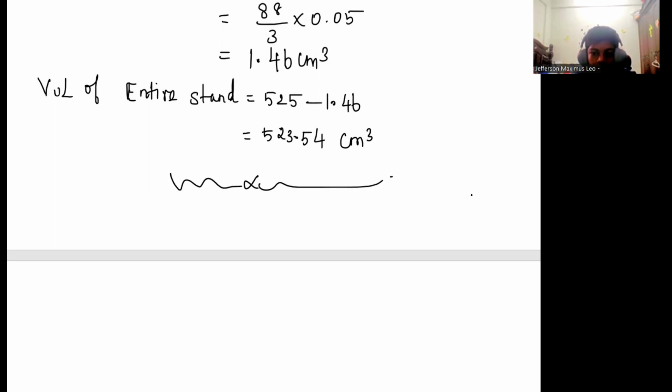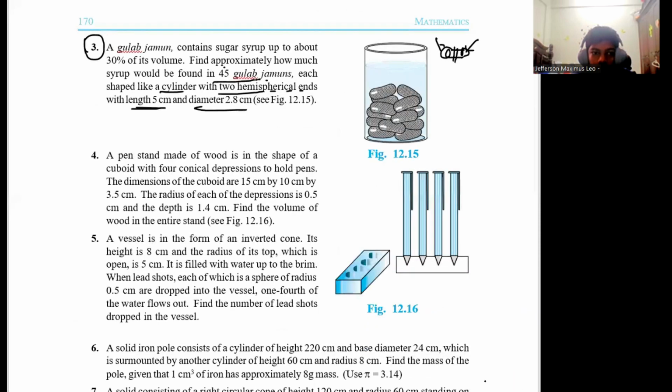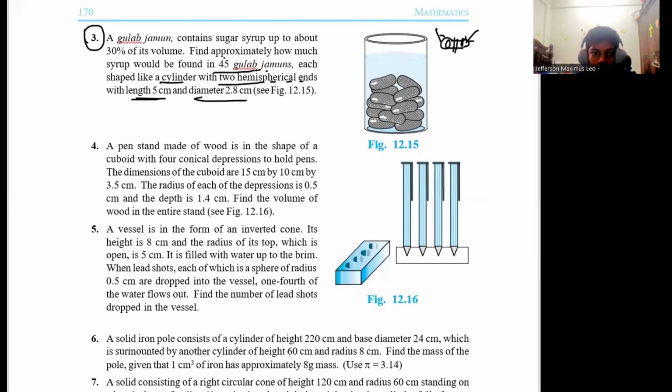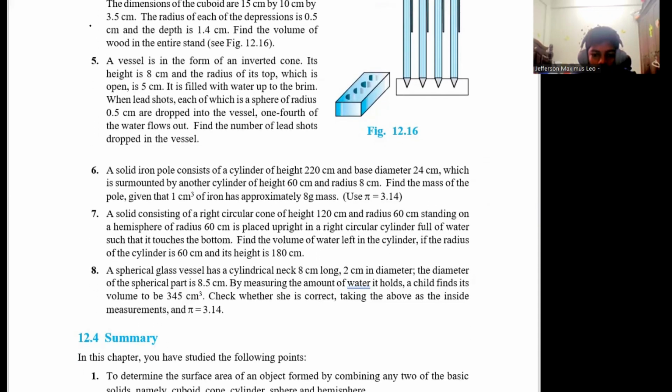No doubt, ma'am. Next question, the fifth one. Just read it. A vessel is in the form of an inverted cone. Its height is 8 centimeter and the radius of its top, which is open, is 5 centimeter. It is filled with water up to the brim. When lead shots, each of which is a sphere of radius 0.5 centimeter, are dropped into the vessel, 1/4 of the water flows out. Find the number of lead shots dropped in the vessel.